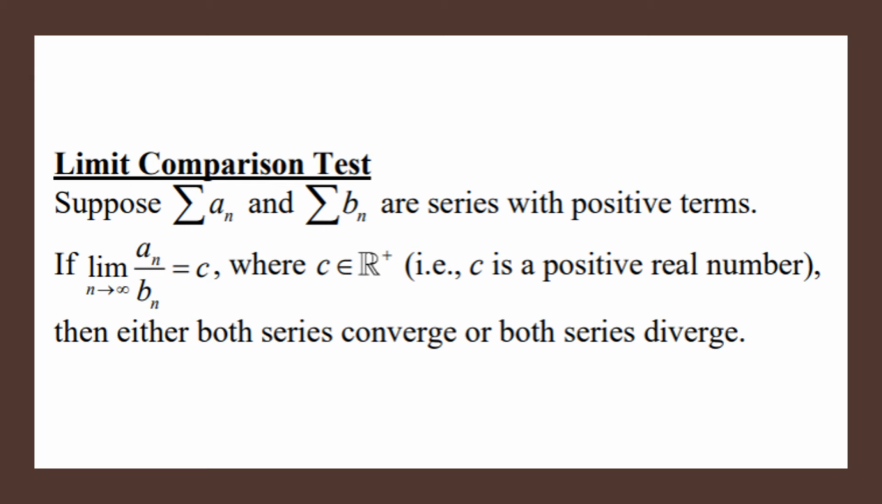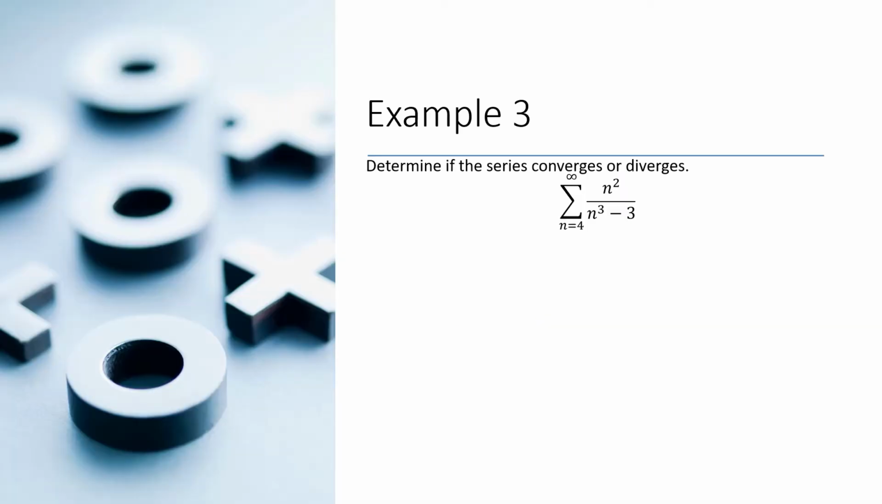And as long as that limit is a positive finite number, then whatever the comparison function is doing, your original function will do the same. So if your comparison function converges, then your original function will also converge. And if your comparison function diverges, then your original function will also diverge.